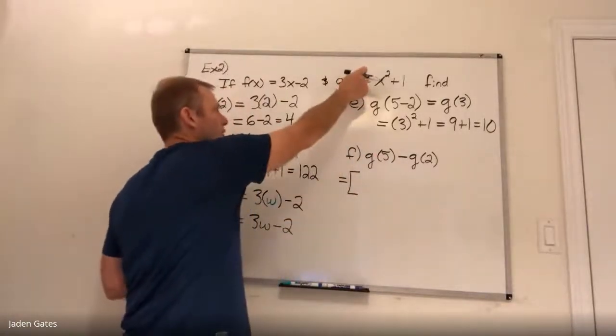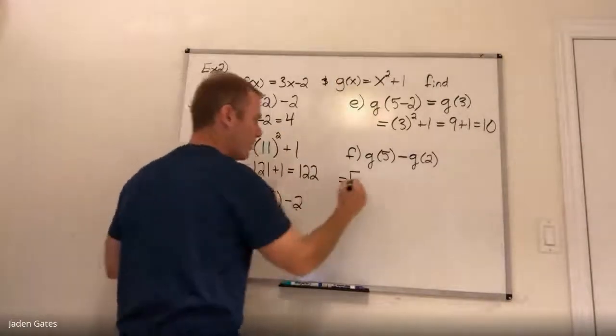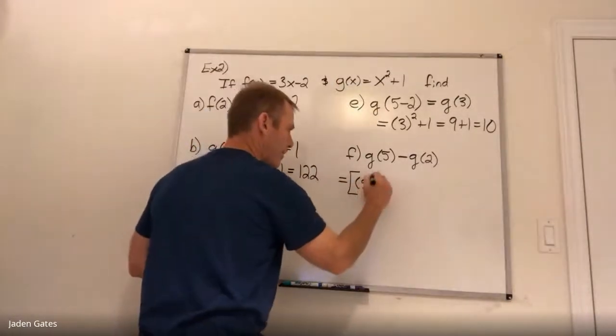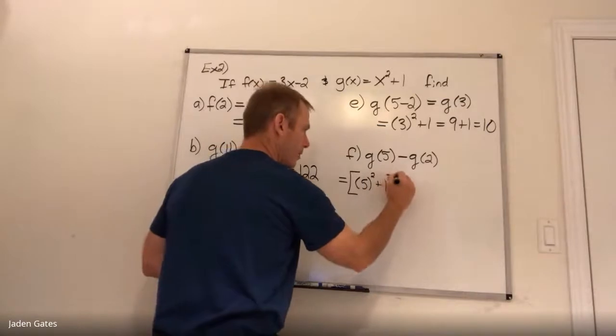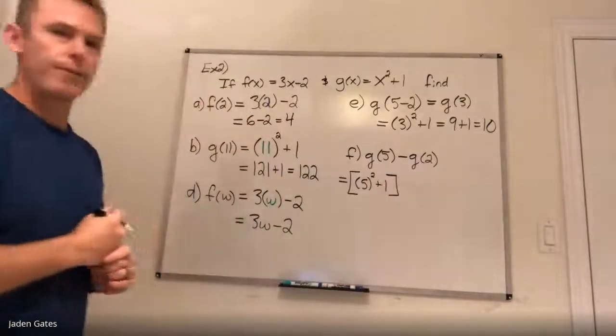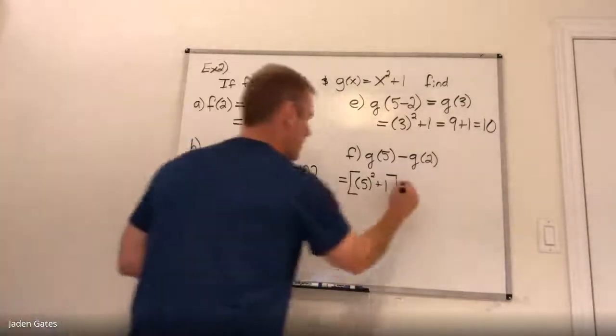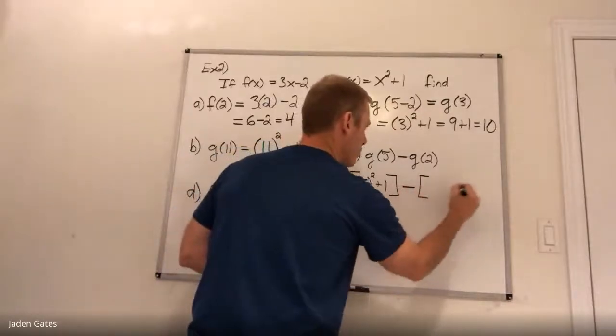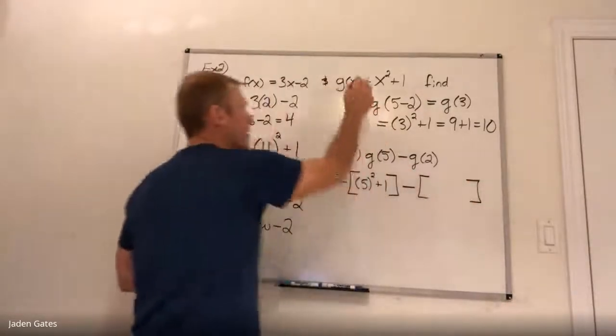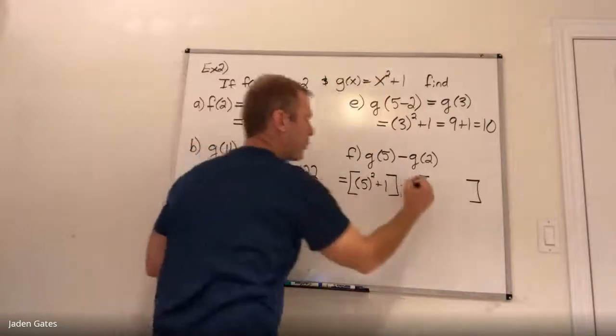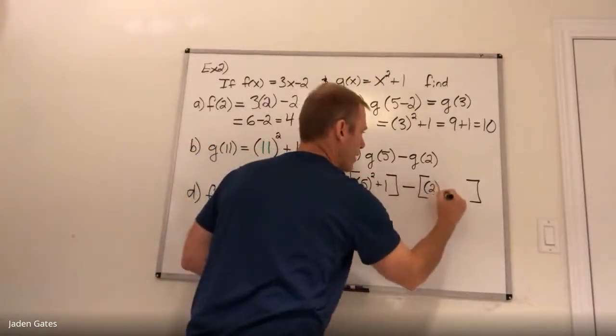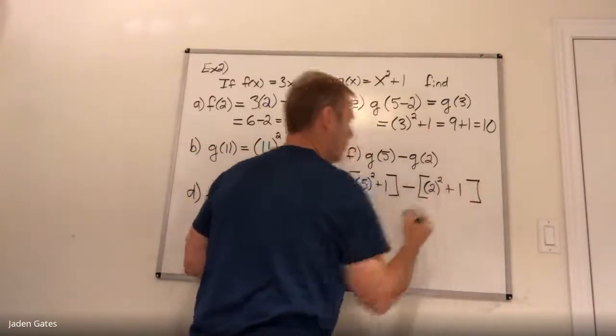So again, the g equation is x squared plus 1. So I'm going to have a 5 squared plus 1. So that there is g of 5. Subtract g of 2, which again, the g equation is x squared plus 1. Well, I'm plugging in a 2 for x. So I have 2 squared plus 1.